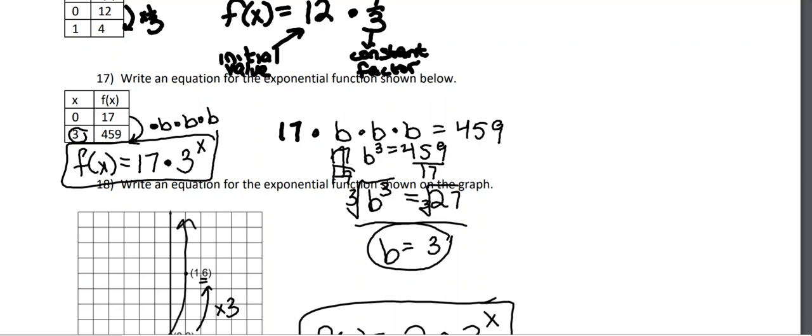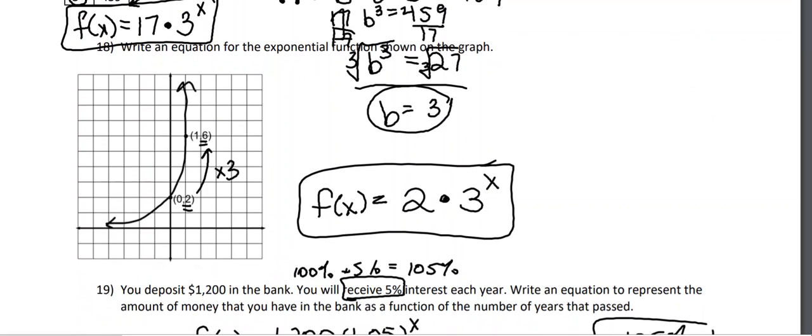So you divide by 17, you're left with b to the third power is 27, and then you take the cube root and you get that b is 3, and then you go back and put it into your function. So if you see the rectangle that I squared off right under the table, it says f of x equals 17. That was the initial value that we saw on the table, multiplied by 3, that's the value we got for b for our factor to the x power, and that is your equation.